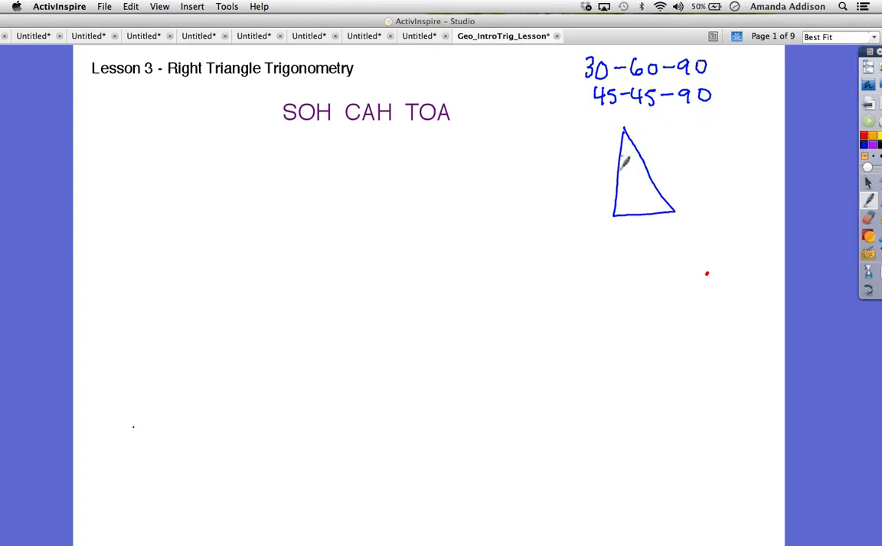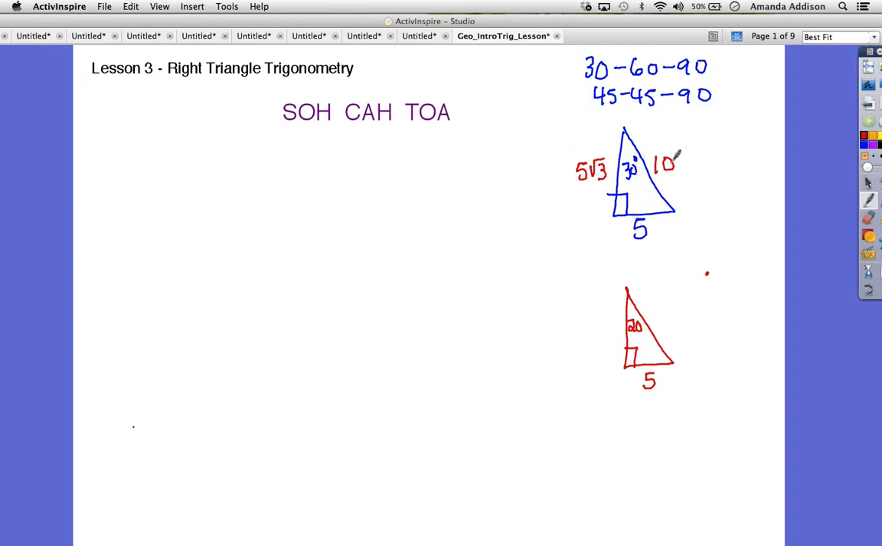When we had a 30-60-90, if we knew that this side was 5, we figured out that the hypotenuse had to be 10 and the other leg was 5 root 3. But what happens, say, when you have a triangle where the angle is 20 degrees and the side is 5 and you need to figure out the other two? Well, today we're going to talk about trigonometry, and there are special ratios.